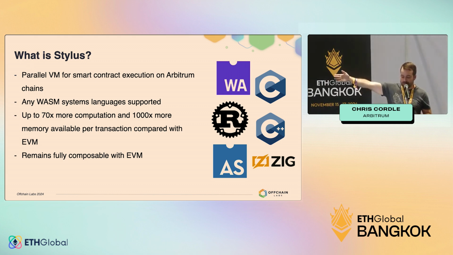The main benefits of Stylus are that you get access to 70 times more compute per unit of gas versus the EVM, and 1,000 times more memory. That's because the WebAssembly VM runs closer to bare metal assembly instructions, so there's less virtualization going on in the Arbitrum nodes. And we pass those gas savings on to developers and to users of the blockchain. So whenever you're doing something computationally heavy, that's where Stylus shines.